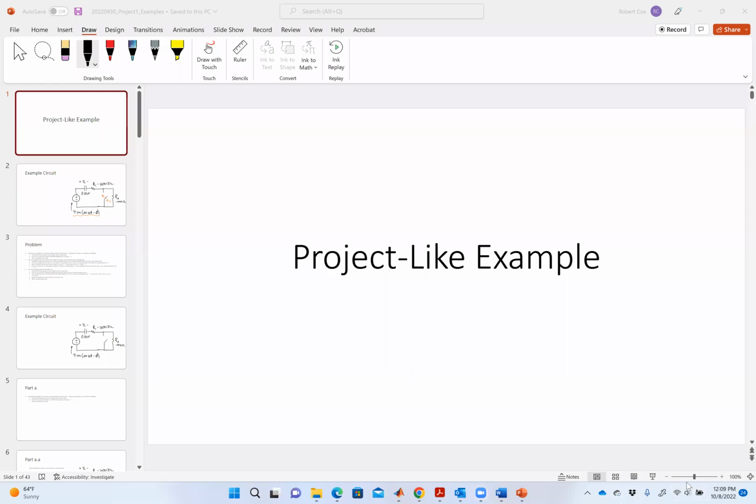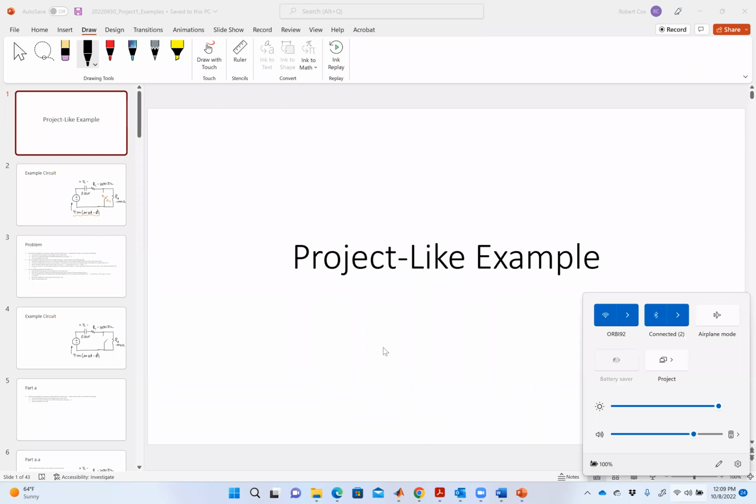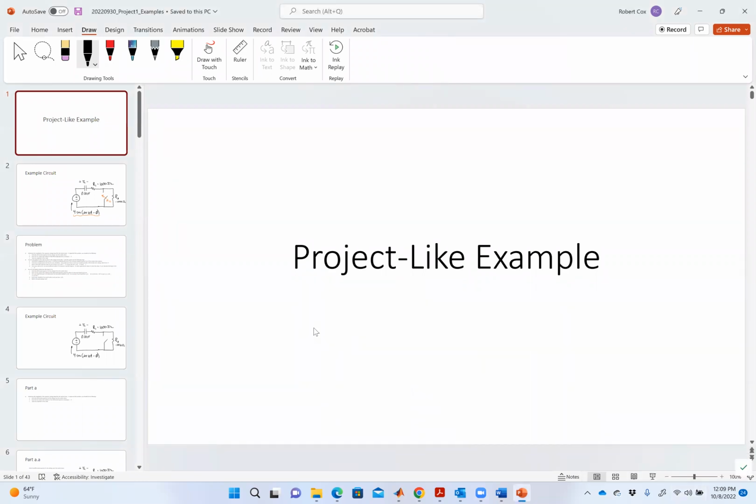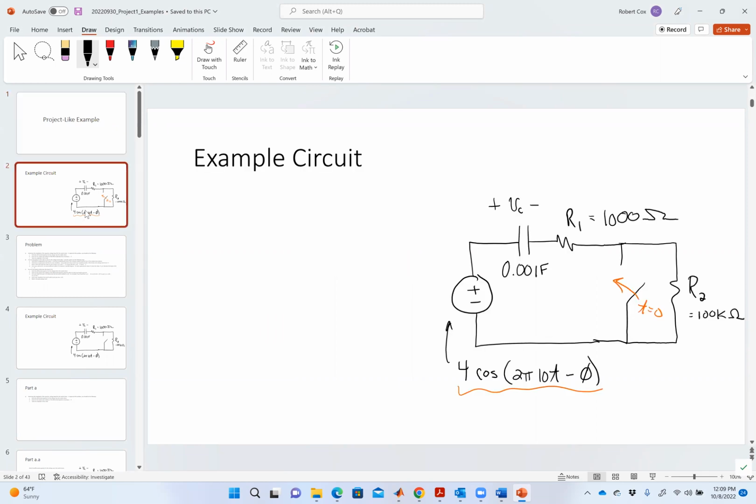Okay, we're gonna look at an example that is very similar to problem one on project one. So let's take a look. All right, here's the circuit we're given. We have two resistors and we have a switch that's going to close at t equal to 0.